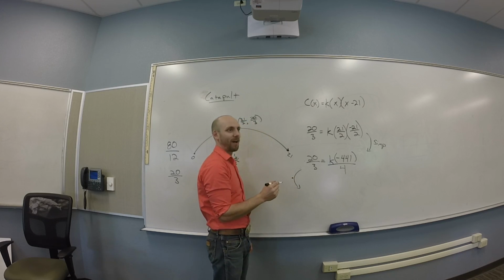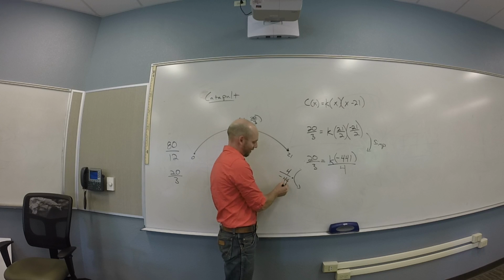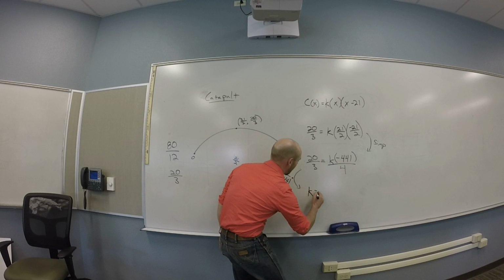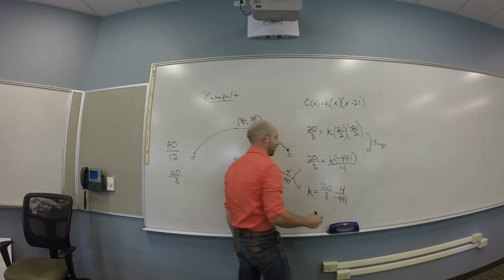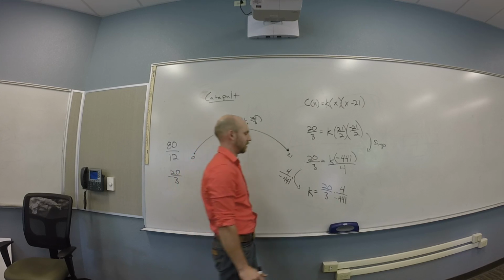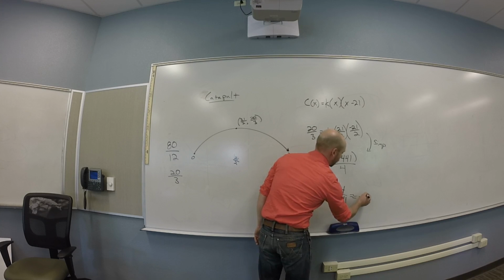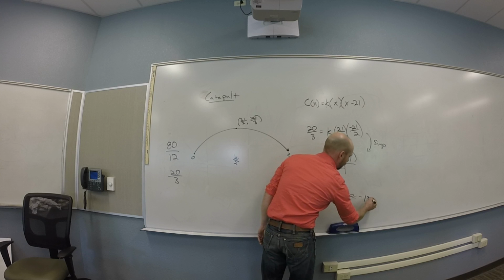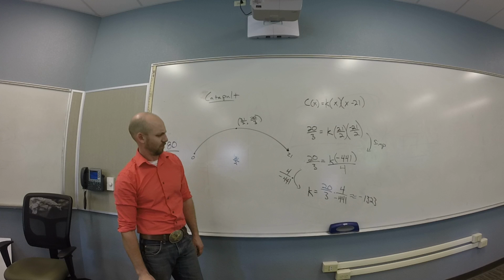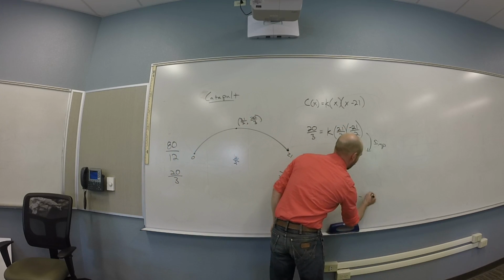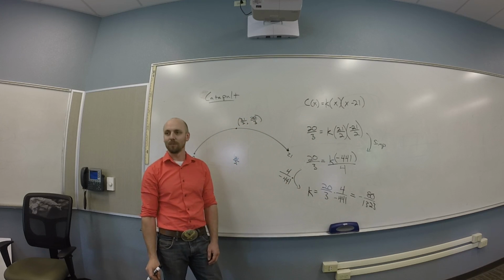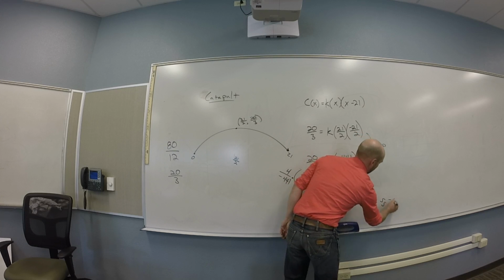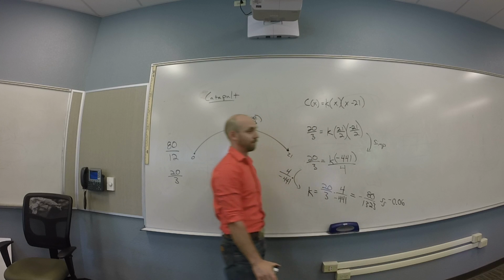All right, so then I want to multiply both sides by 4 over negative 441 to get k. That'll get k by itself. So k is 20 thirds times 4 over negative 441, which is, give me an approximation for that. 80 over negative 1,323, which is approximately negative 0.06. Yeah. Okay, cool.